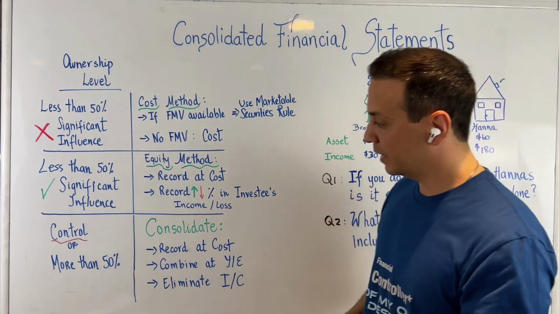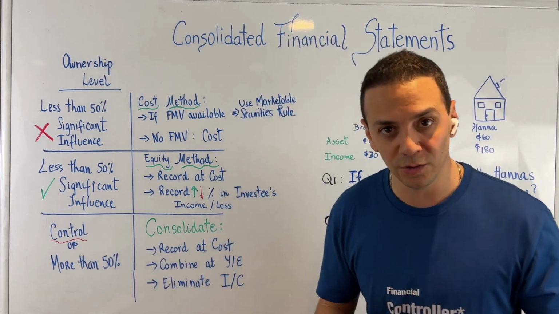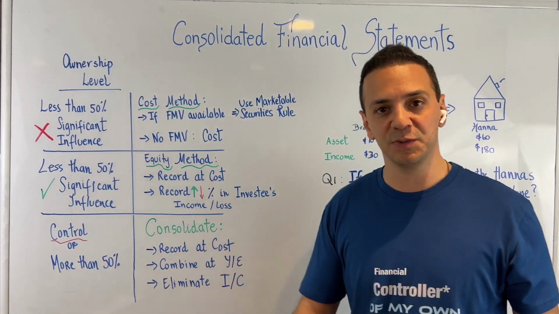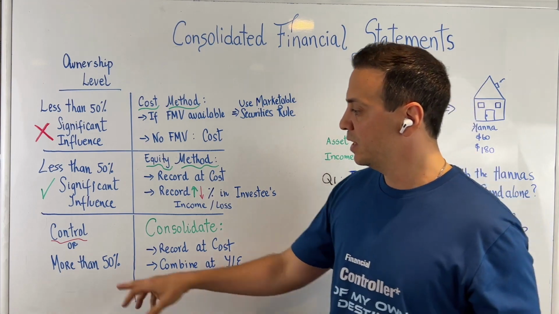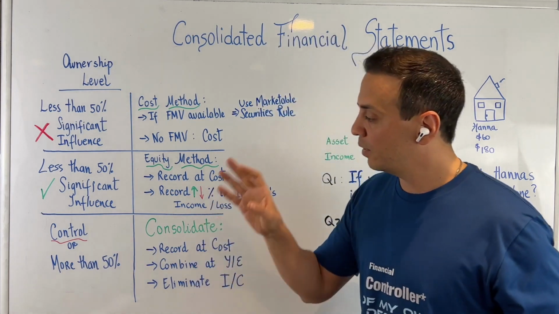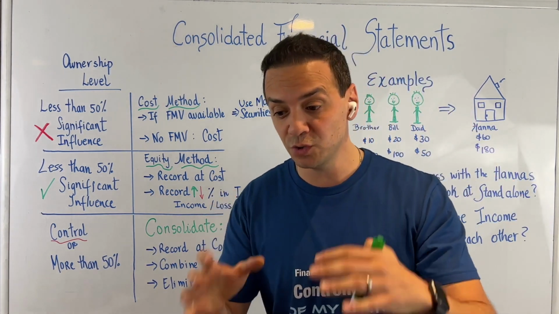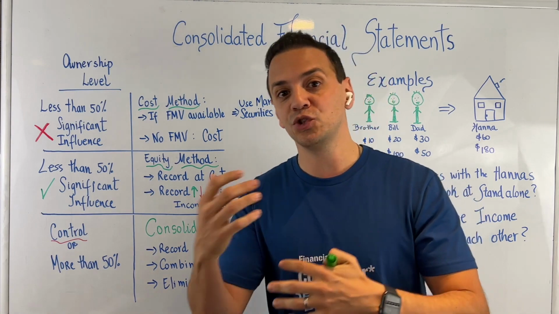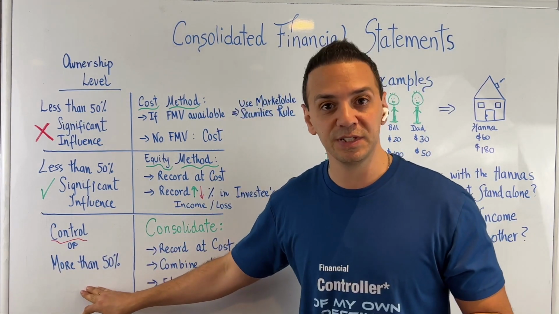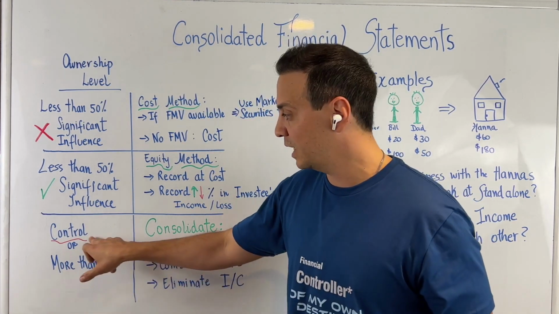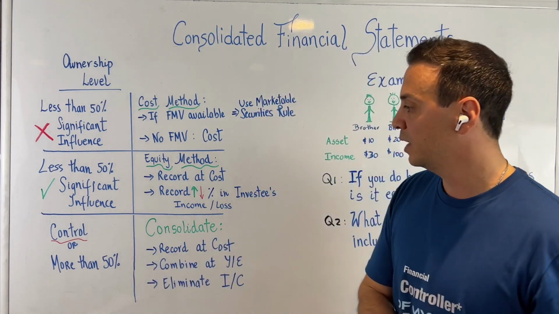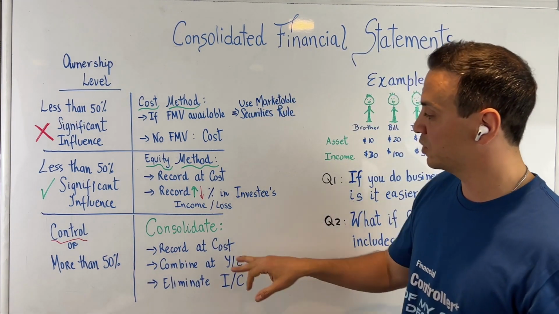Now, the next level is going to be control. When you have control, this usually is evidenced by having more than 50% ownership in the investment company or the investee. So if you own more than 50%, typically that dictates control, right? But you could also own less than 50% and still have control if you own the majority of the voting stock, for example. So whether you own 50%, or maybe you own 49%, you still have control. But typically control exists when you have more than 50% ownership in the investee. Okay, so that's when you consolidate.